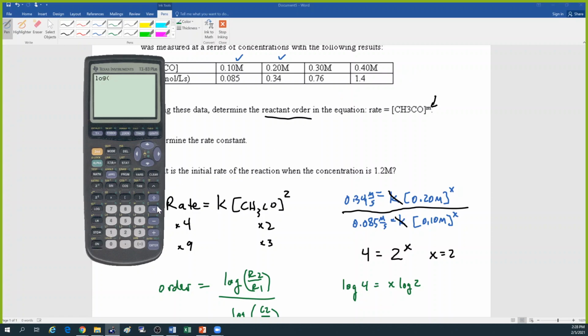So if I took the log of 1.4 over 0.085, which are the rates, I'd get an answer. And if I divided that by the log of the concentrations, which is 0.4 over 0.1, right? So that's just 4, isn't it? And you see I get about 2, which is the order we expected. That makes sense. Thank you.